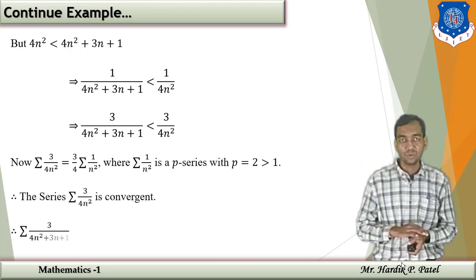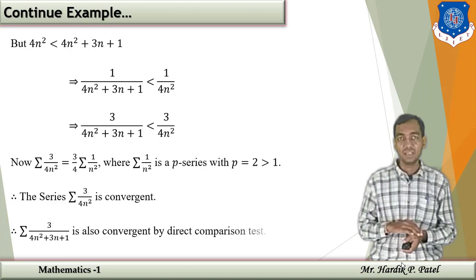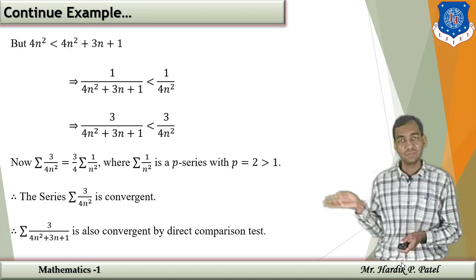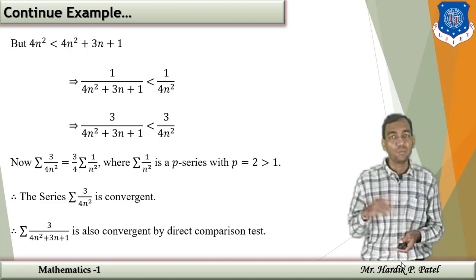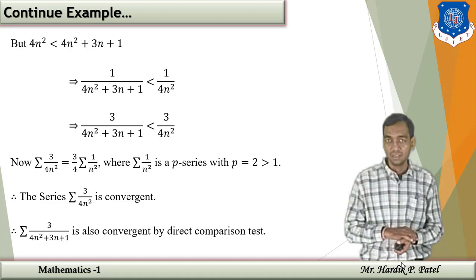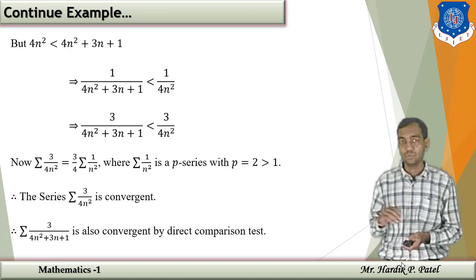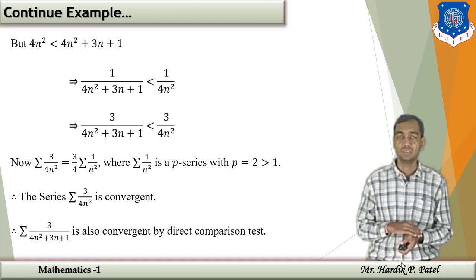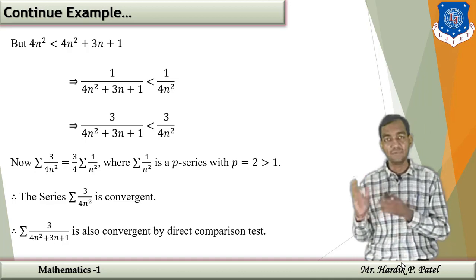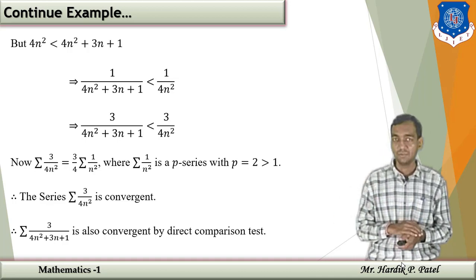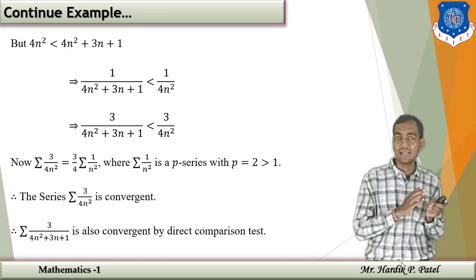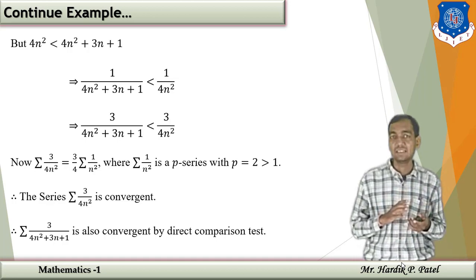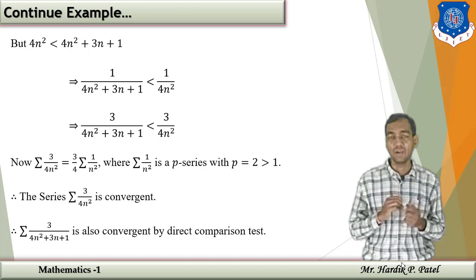Now taking reciprocals will change the inequality. So 1 upon 4n square plus 3n plus 1 will be less than 1 upon 4n square. Now multiplying both sides by 3 gives 3 upon 4n square plus 3n plus 1 is less than 3 upon 4n square. Now see here, the left hand side is your un, correct? So we are going to consider the right hand side equal to vn. That means the right hand side is the series which we require.